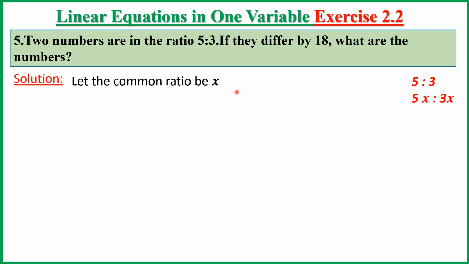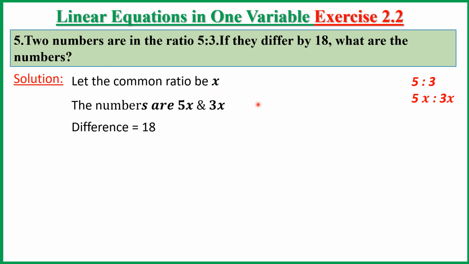Whenever they are given in the ratio format, children, if it is 5:3, we have to write it as 5x is to 3x. So if we find the value of x, we will be able to find the numbers. If it is 2:3, it means 2x is to 3x. So whenever a ratio format is given, we have to write like this, 5x is to 3x. Okay. So now what are the numbers we have taken? It is 5x and 3x and we have to find the numbers.